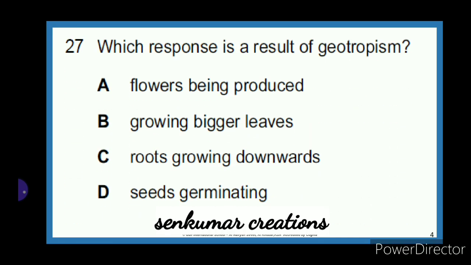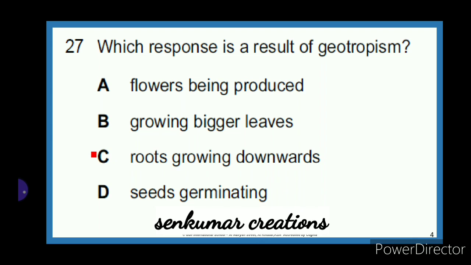Which response is a result of geotropism? Geotropism means, for example, the root growing towards the earth. We have studied this: flowers being produced, no; growing bigger leaves, no; seeds germinating, no; roots growing downwards is the geotropism, right? We know that answer very well. Everybody knows geotropism and phototropism. We have already seen these things, right?